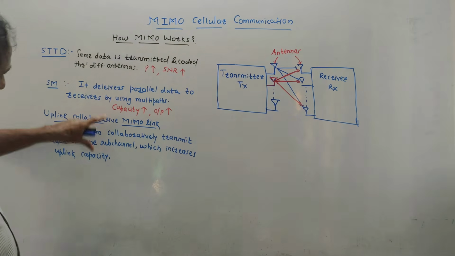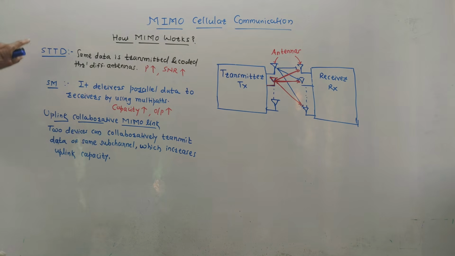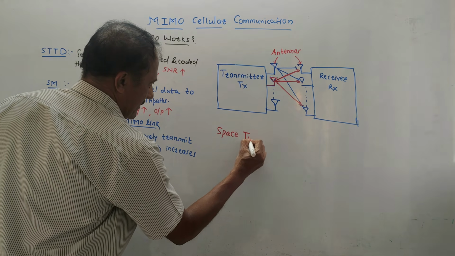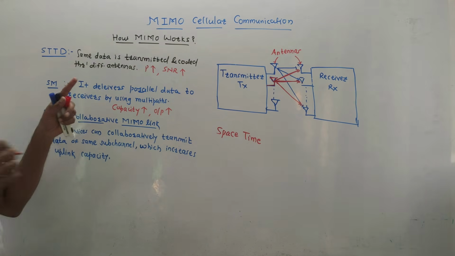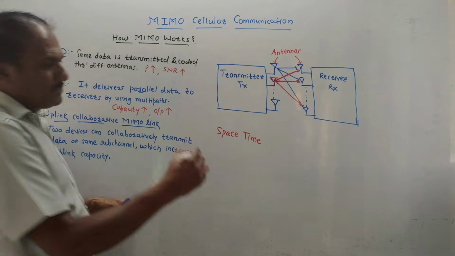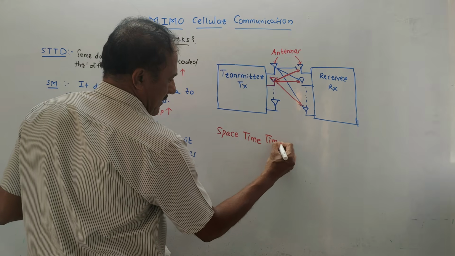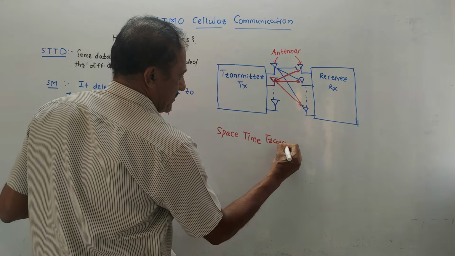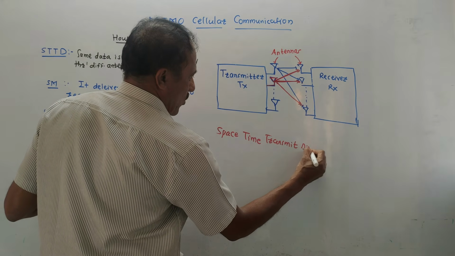Now I have highlighted a few points that your answer should include. First is STTD, that is space time transmit diversity. So it is space time transmit diversity. What does this mean?